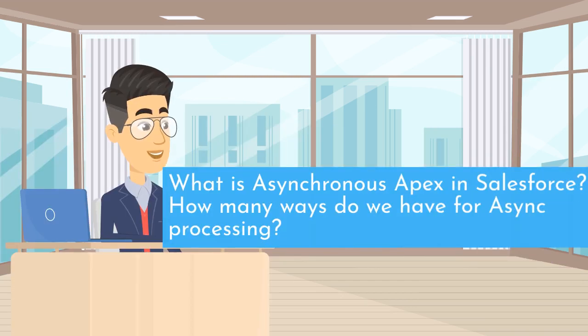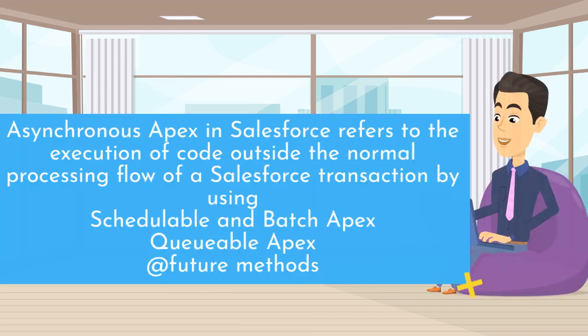What is asynchronous Apex in Salesforce? How many ways do we have for async processing? Asynchronous Apex in Salesforce refers to the execution of code outside the normal processing flow of a Salesforce transaction by using schedule and batch Apex, queueable Apex, and future methods.